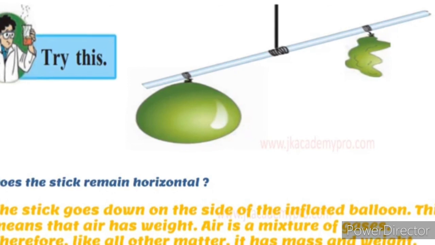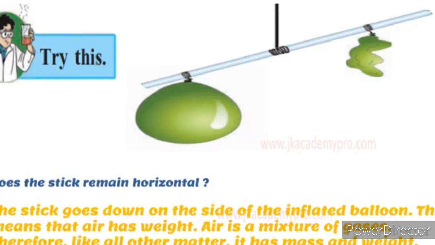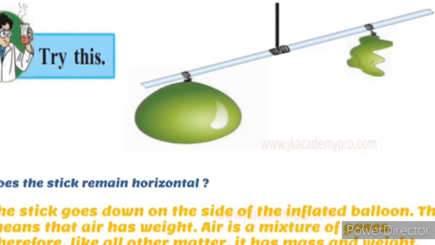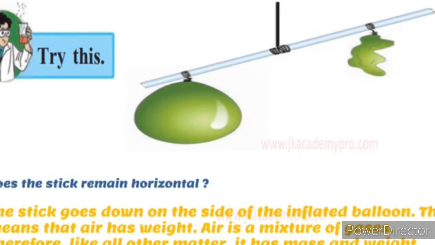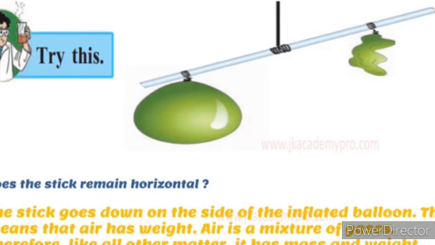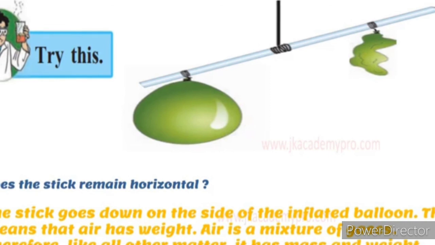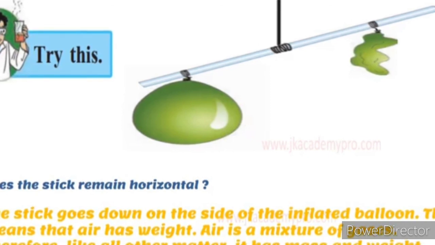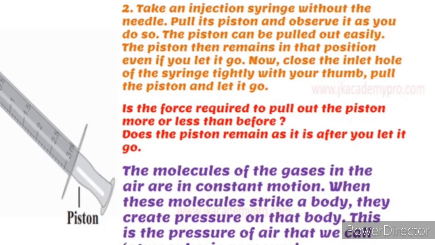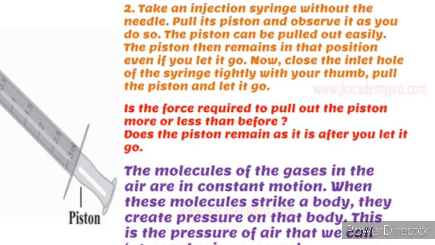Now the formula to calculate weight: weight is equal to mass multiplied by 9.8, where 9.8 is the gravitational acceleration of the earth. For example, if the mass of a balloon is 10 grams, how can we calculate its weight? 10 grams multiplied by 9.8, the gravitational force. So students, you now understand the difference between mass and weight.